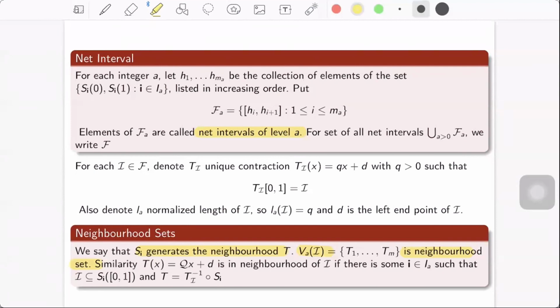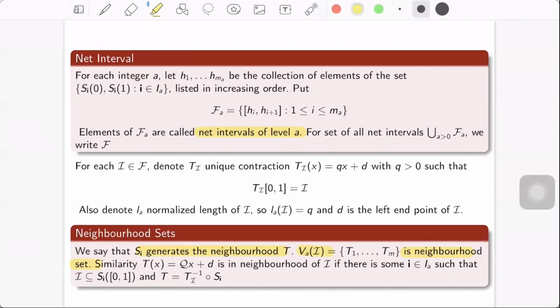For any member I of F, we denote by T_I the unique contraction with a positive contraction ratio such that T_I sends the [0, 1] interval to a member of the net intervals. Also, the normalized length is denoted by q, and d is the left endpoint of I. Neighborhood sets: we say that S_i generates a neighborhood T. The similarity T(x) equals qx plus d is a neighborhood of I if there is some i in our set of indices such that every interval is a subset of an image, and T is equal to T_I composed with S_i.